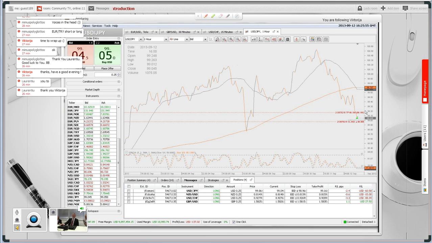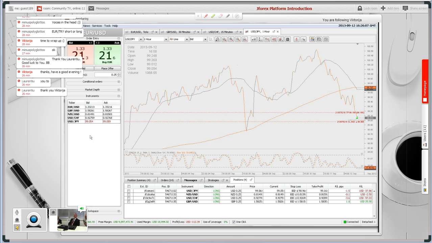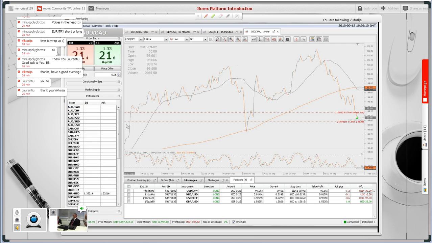I can do it with all the instruments I have here. Now I say, oh, I have too many instruments. I make a right click. I can say remove all. I will keep only the majors. Right click, add all. I have them back.